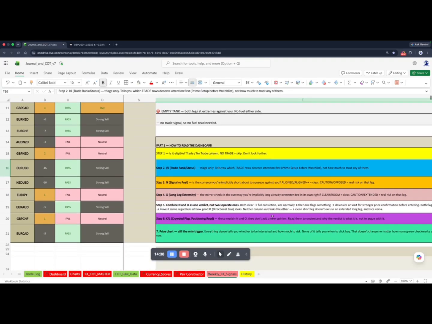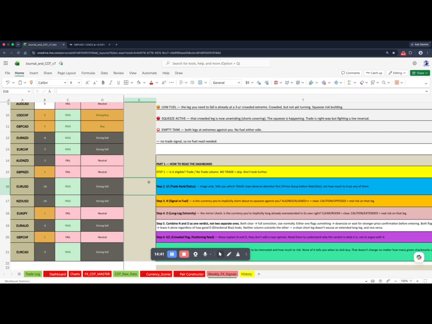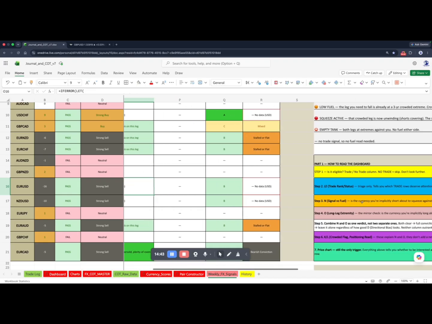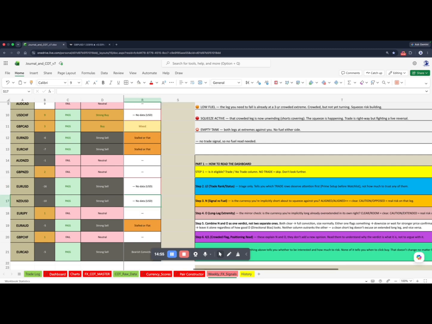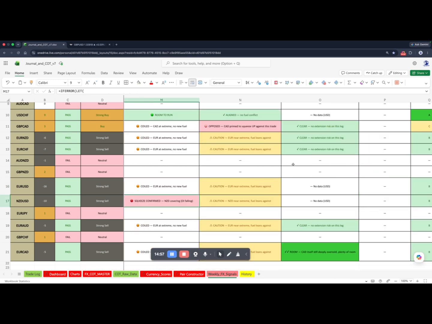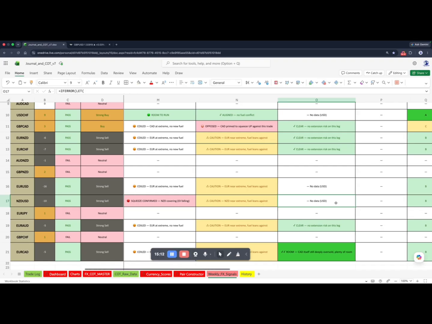And then after this, okay, there's step 4, the long leg extremity, the mirror check. Is the currency you're implicitly long already overextended? Now, unfortunately, we don't have US dollar on the COT, so that's why we have no data here because there's simply no data for the US dollar. That's not the same case for Euro Swiss franc, for example, or Euro New Zealand, because we do have data for those two currencies, but for the US dollar, we don't, so we can't check that off, so we just have to skip that one.